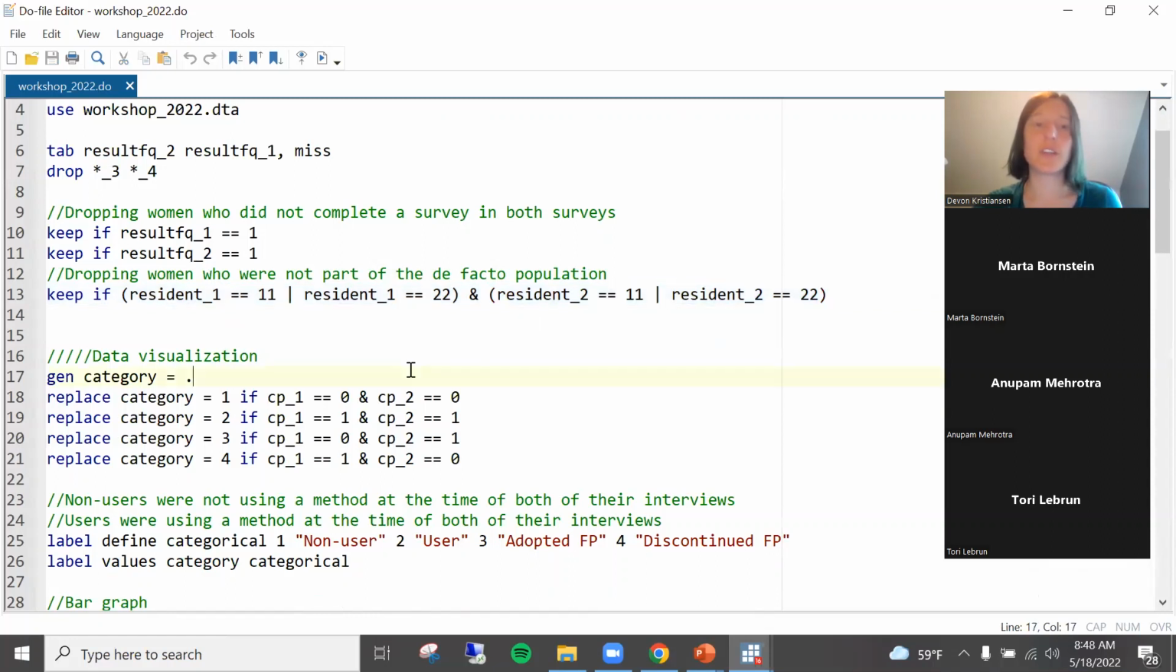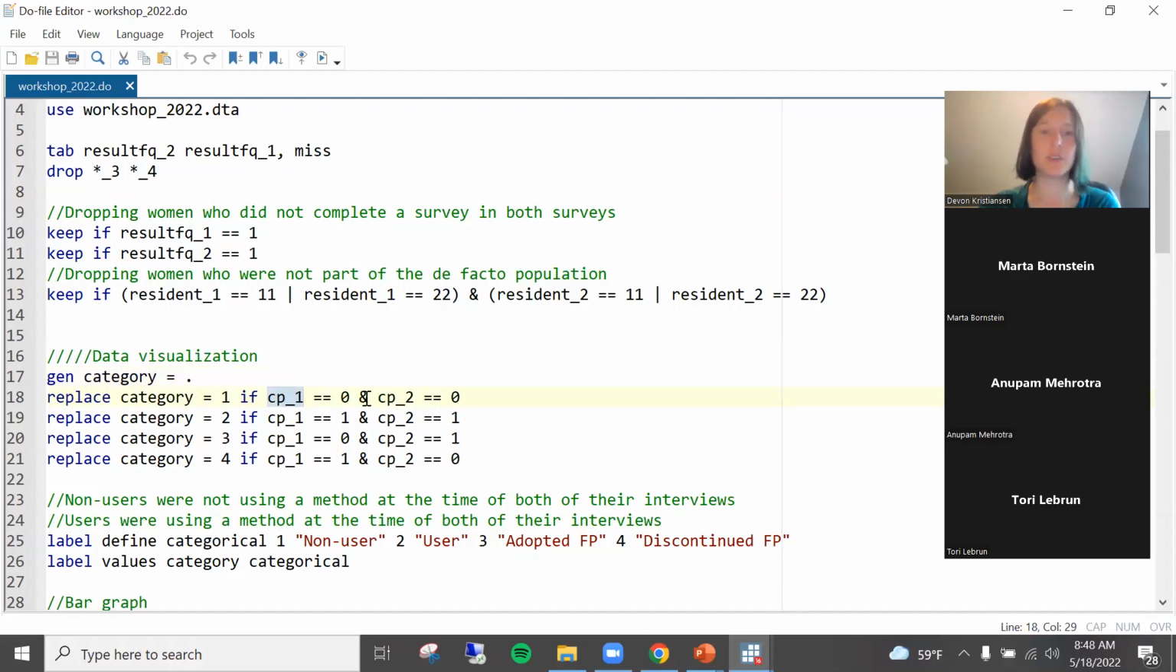So if we wanted to get a high-level look at contraceptive use in Burkina Faso and Kenya during this period, I want to categorize all of the women who were interviewed in both phase 1 and phase 2 into 4 different categories. So first I want to look at women who were not using at either period, women who were using in both phase 1 and phase 2. I want to look at women who adopted a method between phase 1 and phase 2, and then also women who discontinued. So I think we discussed CP_1 and CP_2.